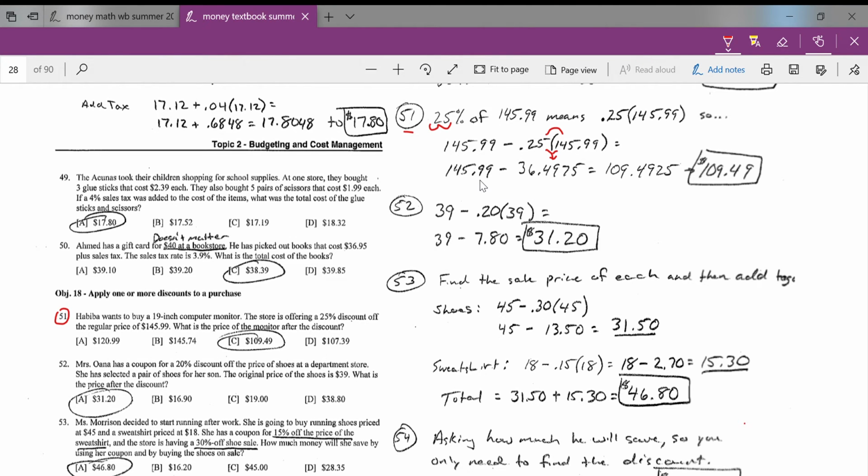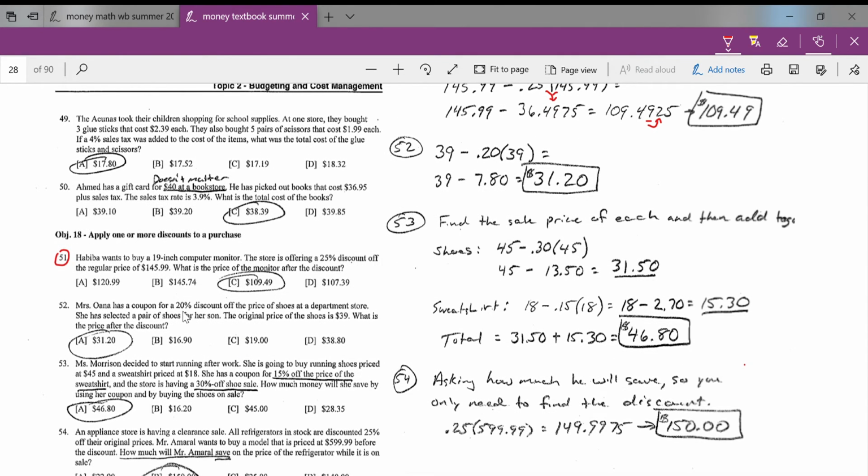So we take the regular price, $145.99, minus this $36, basically $36.50. It's going to equal $109.4925. We're going to round this, so we're rounding to two numbers past the decimal. So look at the next number. If this is a 0 to 4, this stays the same. 5 to 9, this bumps up, so this is going to stay at 49 cents. So the answer is $109.49.